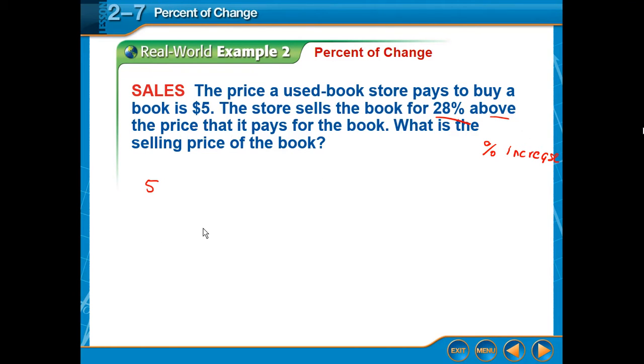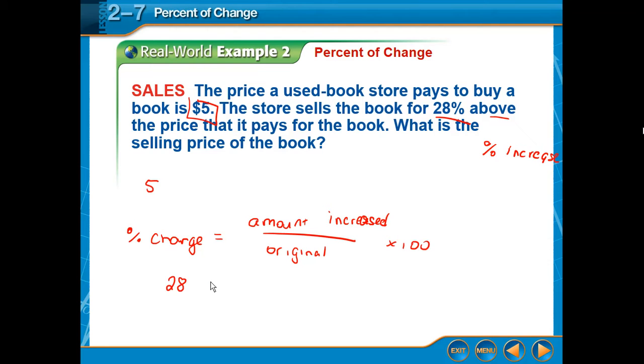So the original price, we're going to call the original price 5, right? That's how much it was. So using our formula, percent change is going to be the amount increased over the original. Okay, so I know that this here is 28 times 100. And I know the amount that it increased, I don't know that, but I know that it was originally 5. So since it increased, the amount that it changed is going to be x minus 5, right? It's going to be the difference of the old price and the new price. So I can use this to figure out what it is.